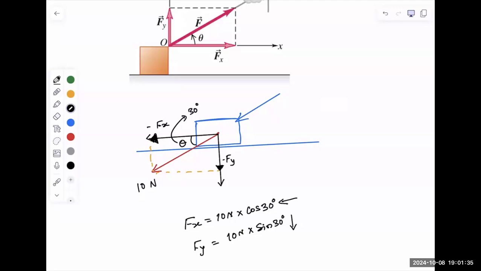So how did we get this component? Again, just a refresher. It is based on a right angle triangle. So this is a right angle triangle. This is my opposite side, this is my adjacent side, and this is my hypotenuse. Okay, make sense?